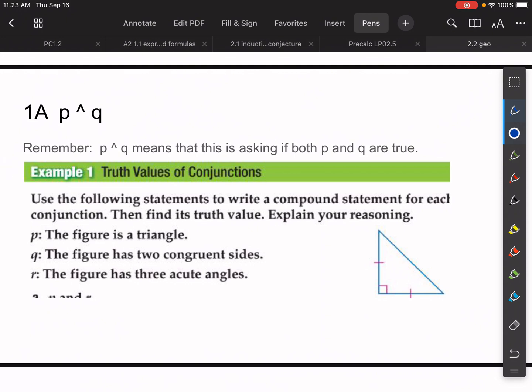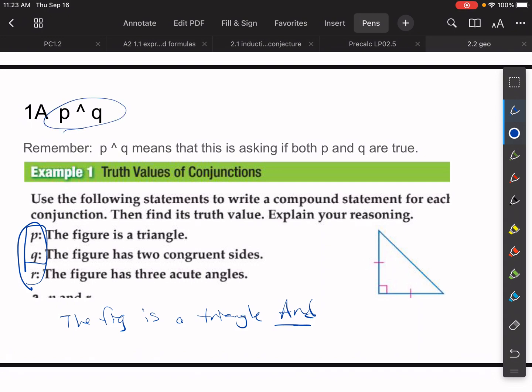So for 1A, we have P and Q. Remember, P and Q means that this is asking if both P and Q are true. They give us three statements here, but we're only going to focus on P and Q. Use the following statement to write a compound statement for each conjunction, then find the truth value. So here it says, the figure is a triangle. So you would write out, the figure is a triangle, and, meaning and because we have that little caret, has two congruent sides.